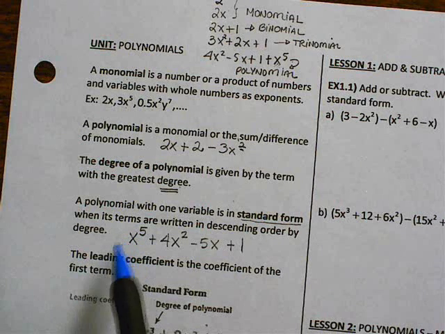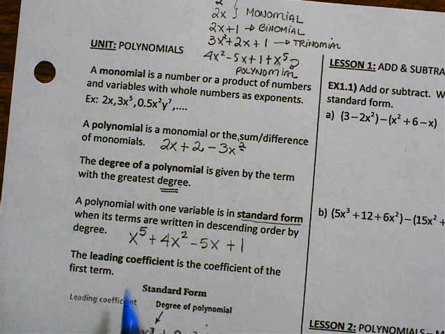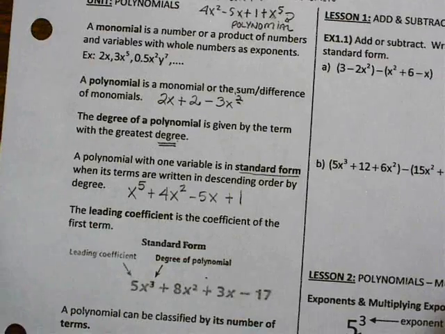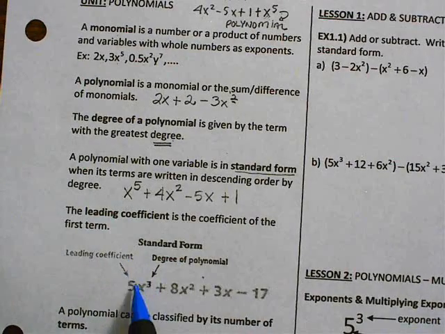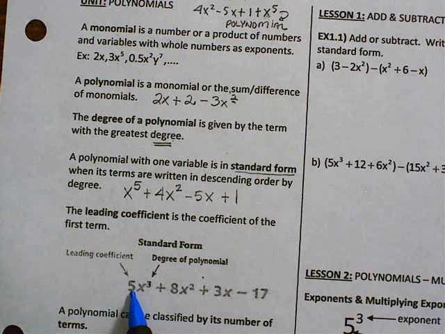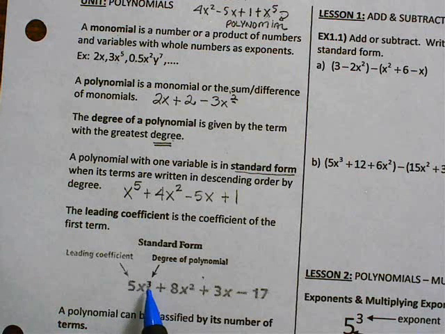Okay. Over here, when I look at this, it is in standard form because it goes 3, 2, I'm sorry, I'm pointing and you cannot see. Let me repeat that. Okay. Here, this is in standard form because the exponents are going down from the biggest down to the smallest.